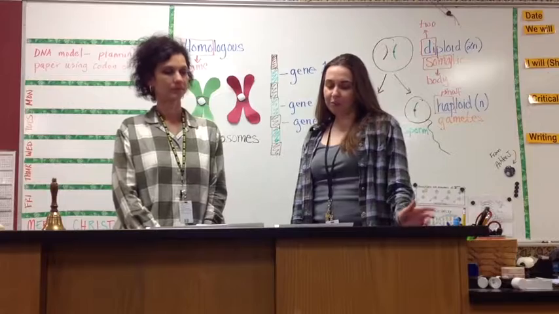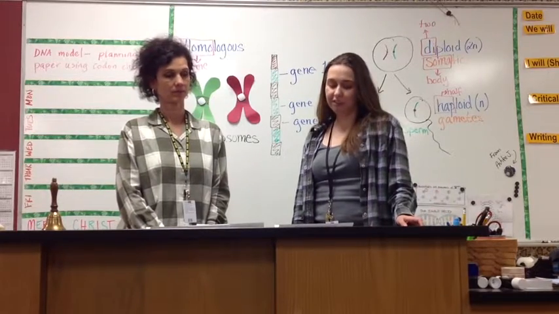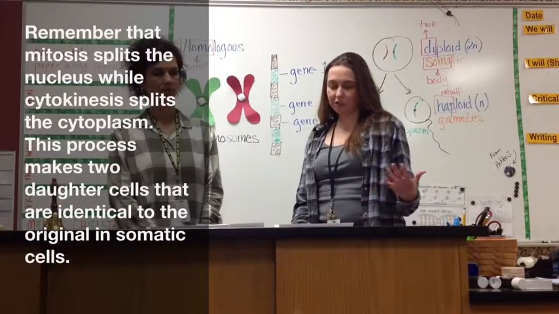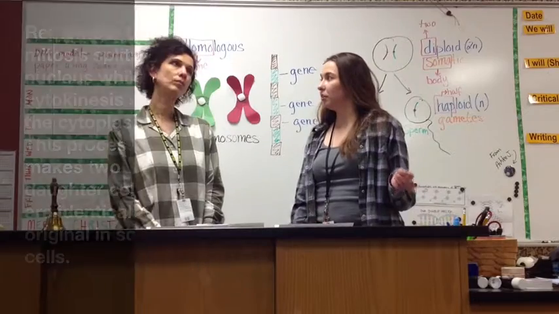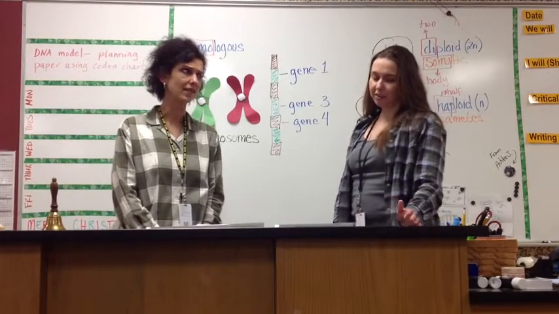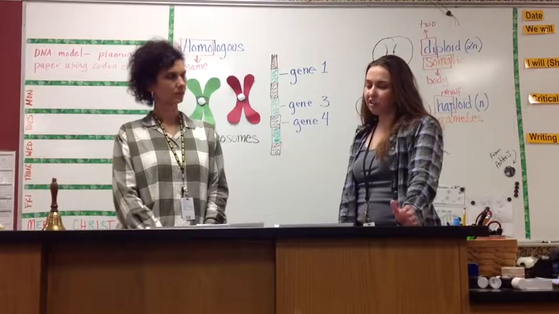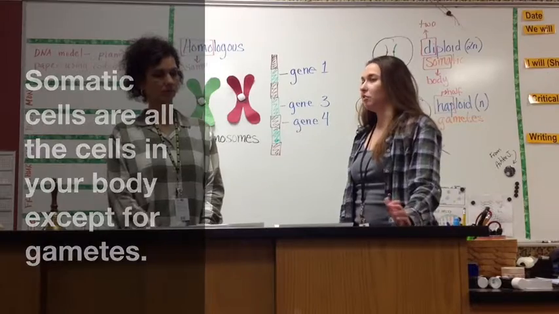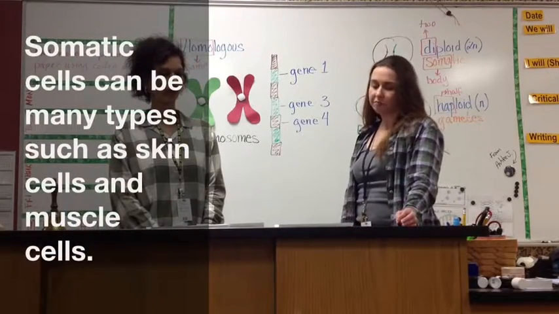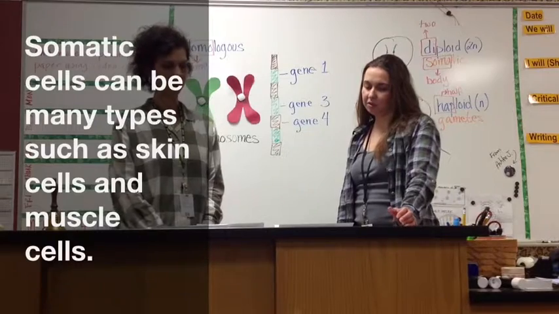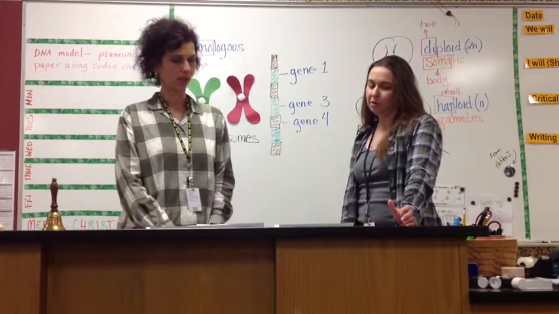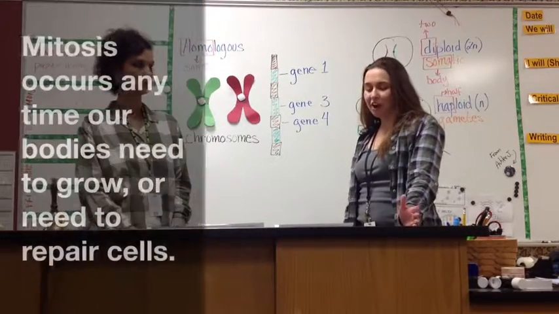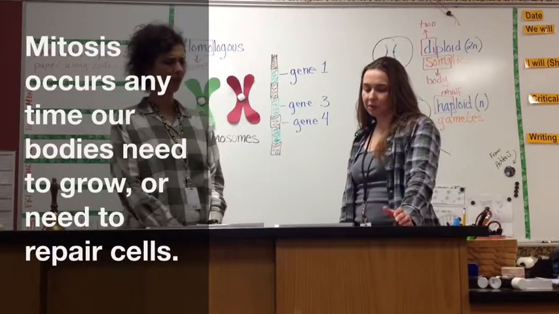You might remember that in the process of mitosis and cytokinesis, the nucleus and cytoplasm of somatic cells split to make two new daughter cells that are identical to the original. I heard you say something, somatic cells. What are those? So somatic cells are all the cells in your body except for your gametes. Somatic cells can be many types, like your skin cells or your muscle cells. Okay. So anytime our body needs to grow or repair the cells, mitosis will occur to do that? Correct.